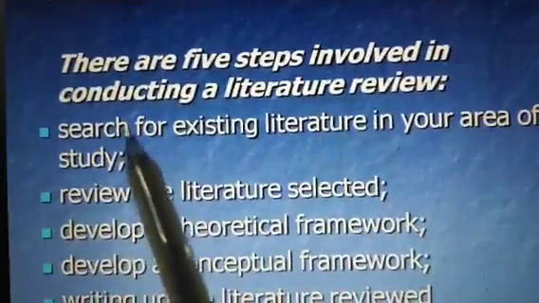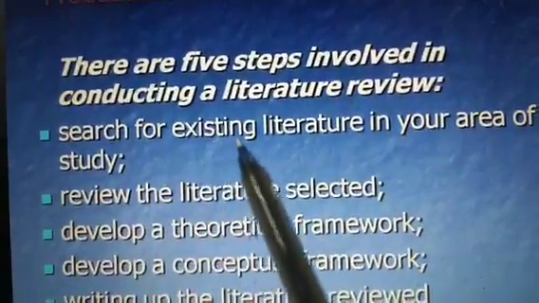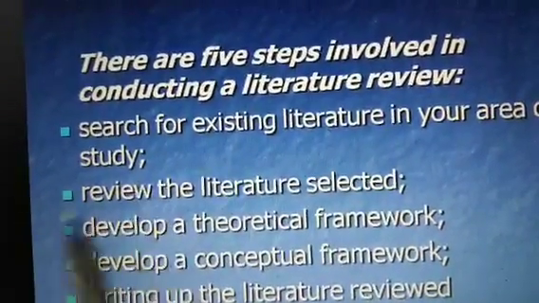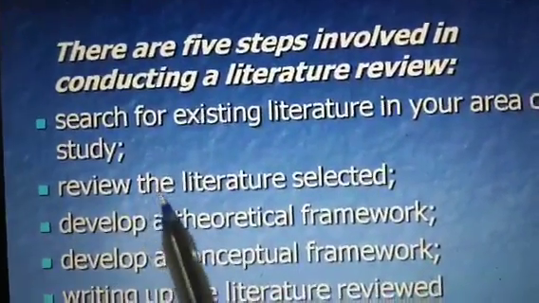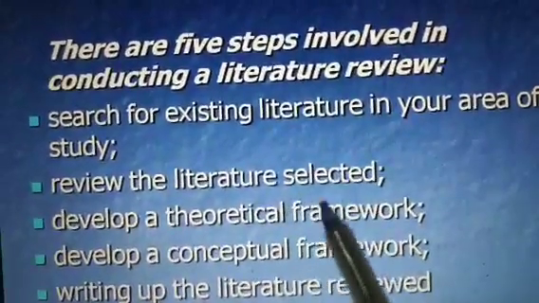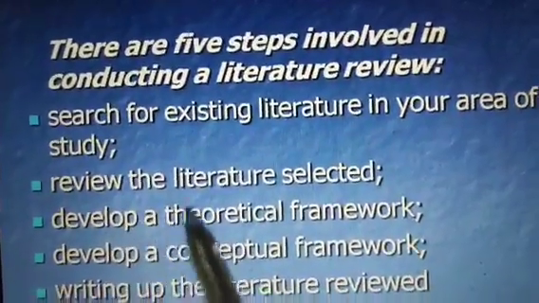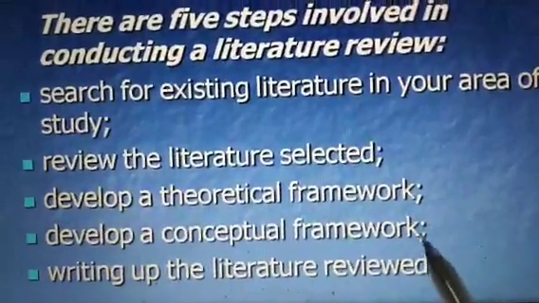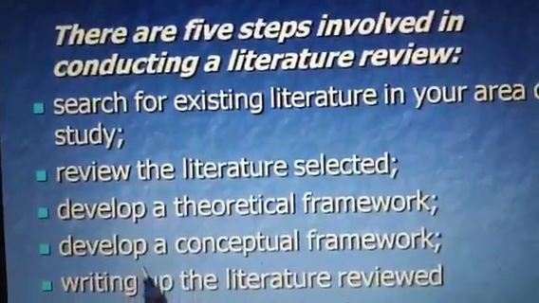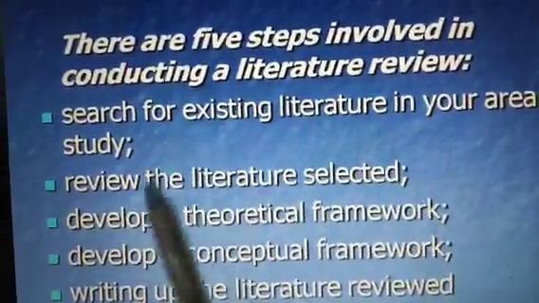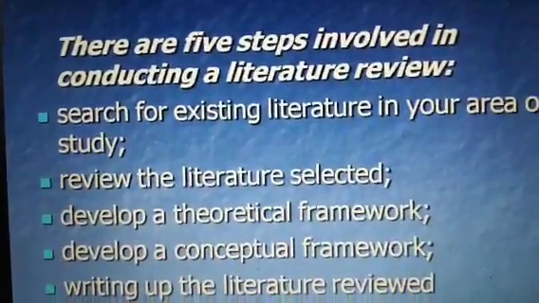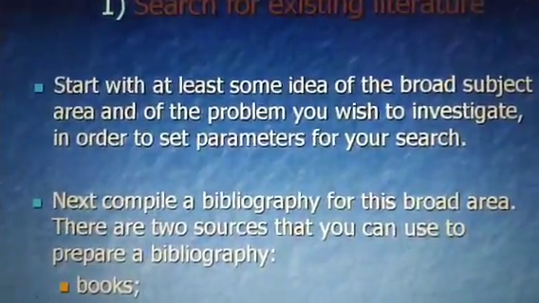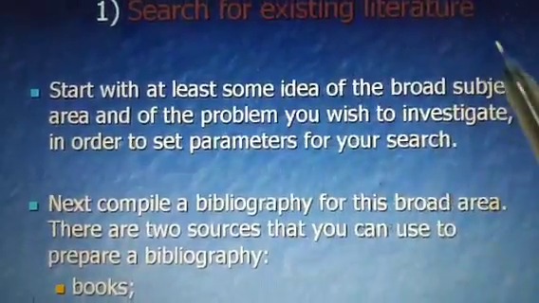So the first one is to search for existing literature in your area of study, and then review the literature selected. Then develop a theoretical framework, develop a conceptual framework, and lastly, write up the literature reviewed. So these are all the 5 steps of conducting a literature review. The first one is important: search for existing literature.